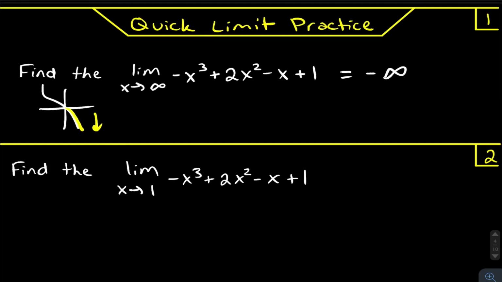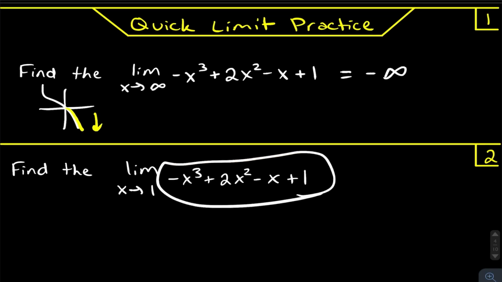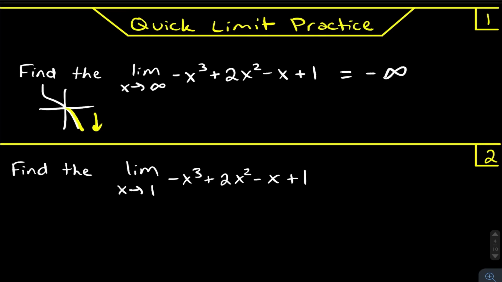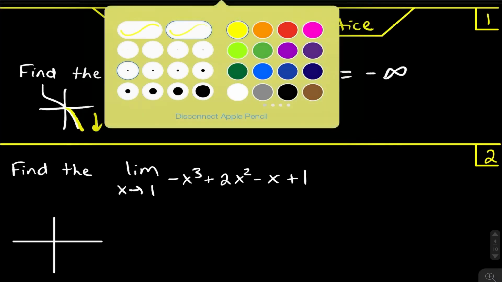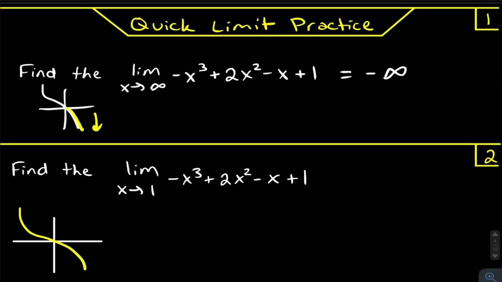Now moving on to example 2, let's find the limit as x approaches 1 of negative x cubed plus 2x squared minus x plus 1. Okay, so same polynomial, same thing that we're trying to find, what this approaches, but now we have x approaching 1 instead of x approaching infinity. Okay, well, let's see. This graph, again, is going to look something like what we drew above, right? Something like this. It's going to have the same end behavior.